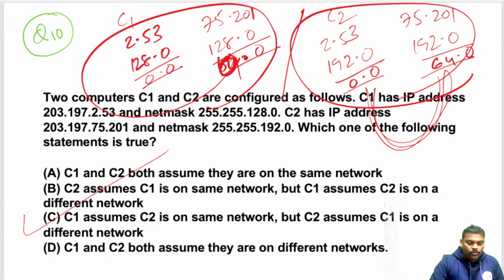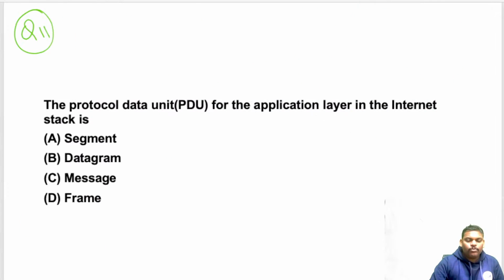Right. So 10 problems done. Go to the 11th problem. The protocol data unit for the application layer in the internet stack is... Means you want to say that in the application layer data is called what? Message. In the application layer, data is called message.